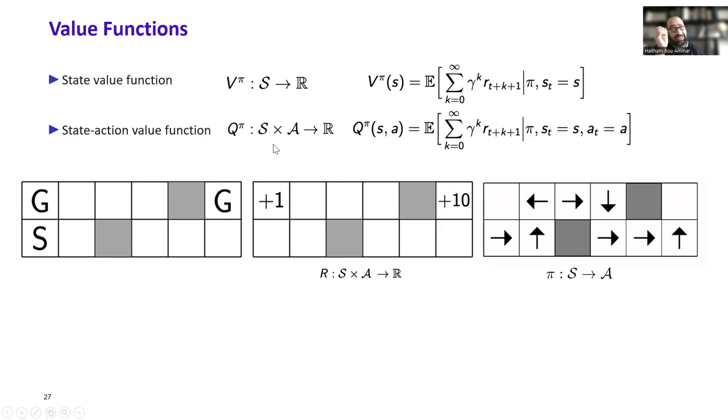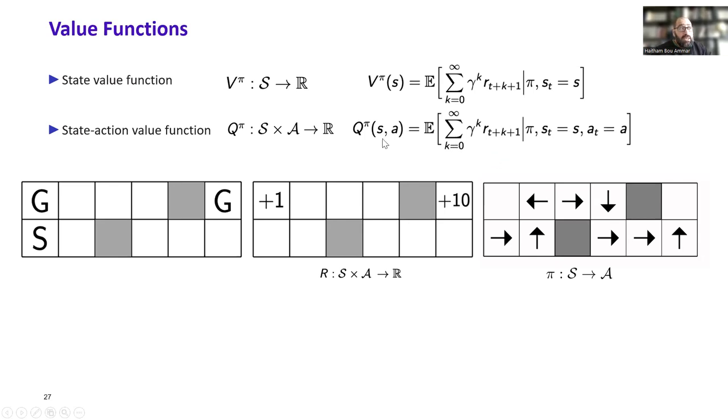It's not only going to say, for a state, what is the value, but for the state applying that action, what is the value? So a state-action pair will have a value, and that's why it's a map from S cross A to R. We call this the Q function, and again, it's indexed by pi.